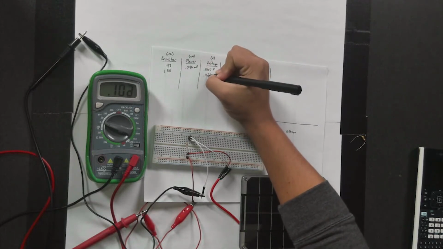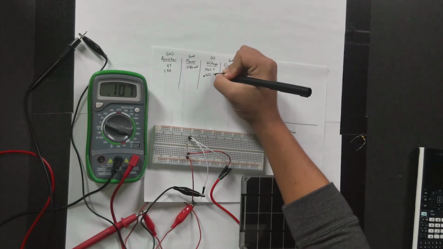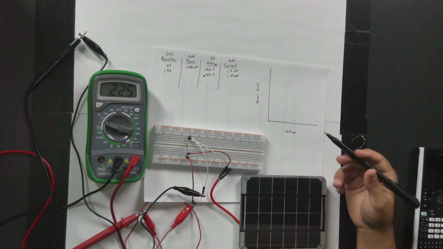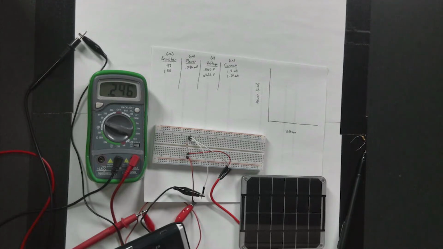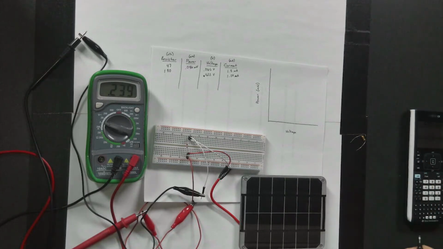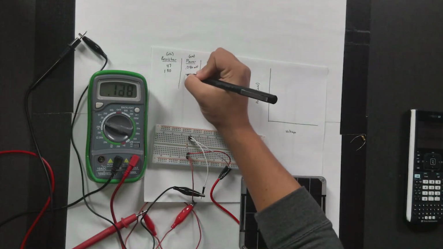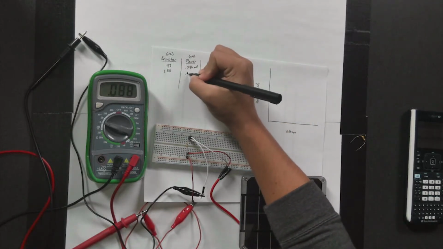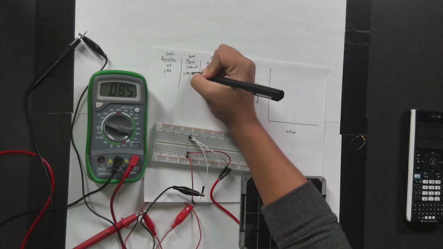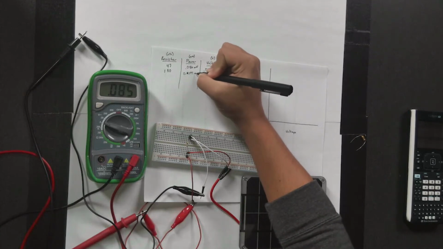Oops, sorry. Now again, we're going to calculate power by multiplying the voltage and current together. So 0.22 volts times 1.35 milliamps gives us a power of 0.297 milliwatts.